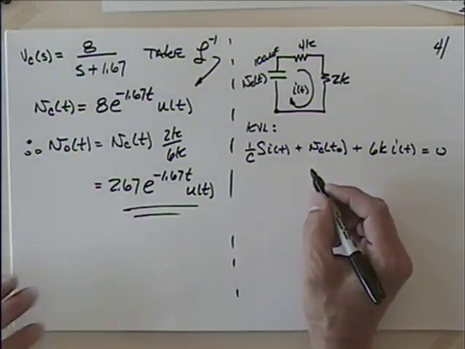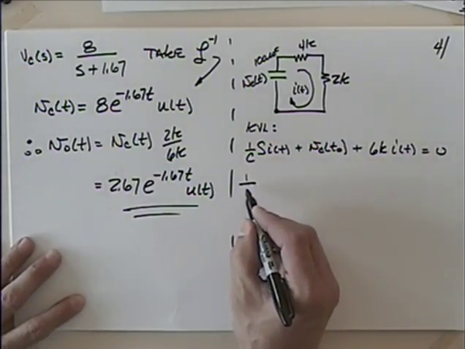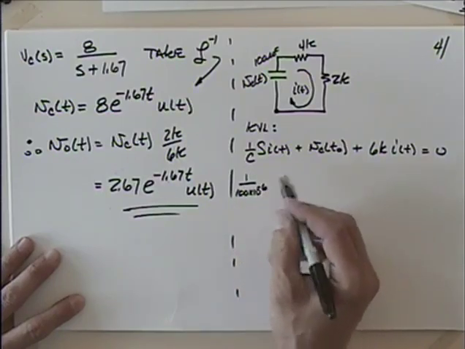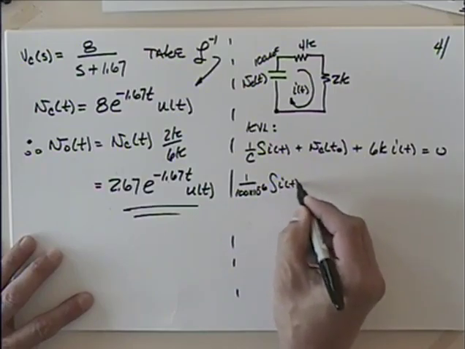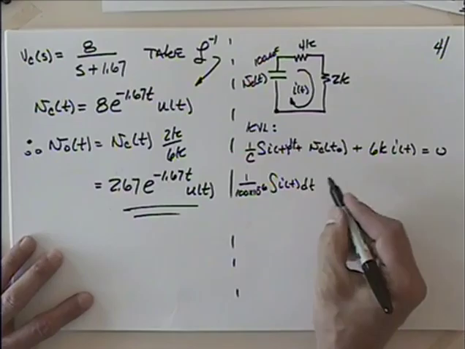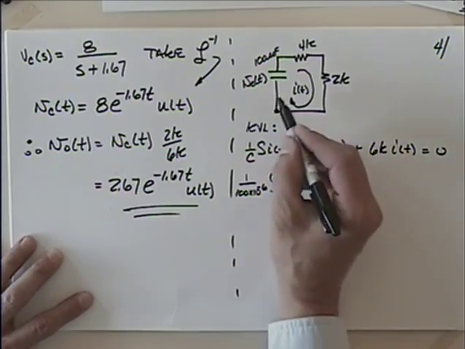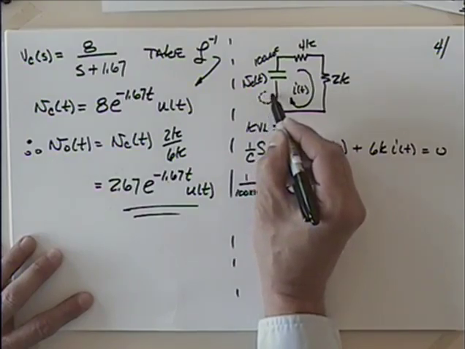Let me substitute some values in here. When I have 1 divided by 100 times 10 to the minus 6, I get 10,000 in the numerator. That'll be the integral of I of t dt. I forgot a dt there. And then this one is the tricky one. I have to be careful with this. This initial voltage is really sitting in here like this, isn't it?